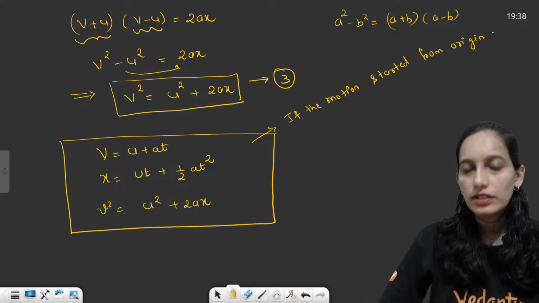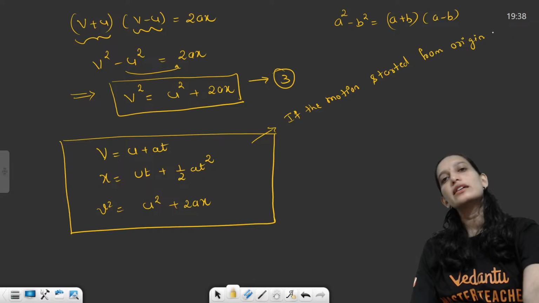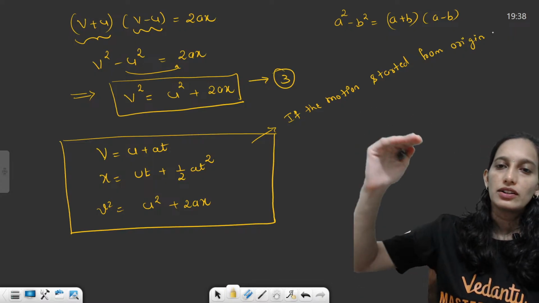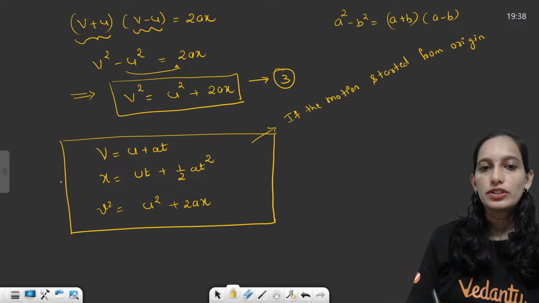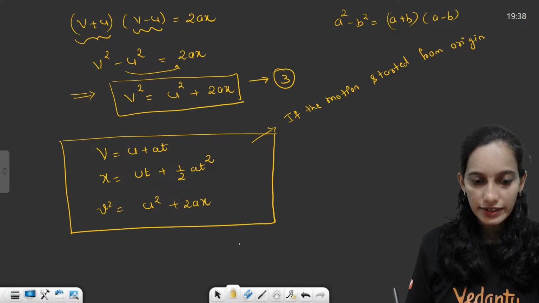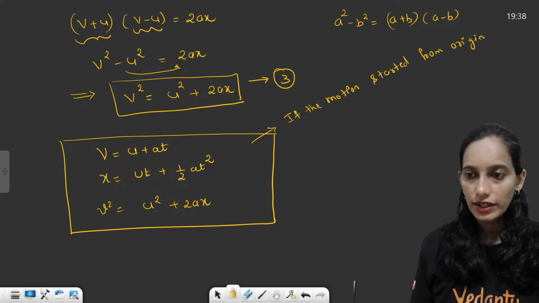If the particle started from the origin, that is from x is equals to 0 to some x, then the equations come like this. Okay, hope it is clear. We can go ahead, I guess. Any doubts? Please raise your doubt there.